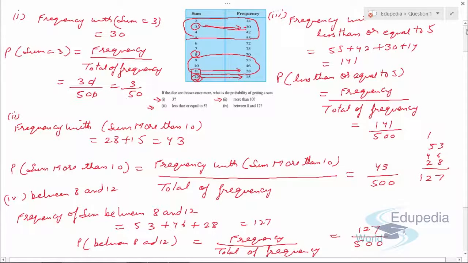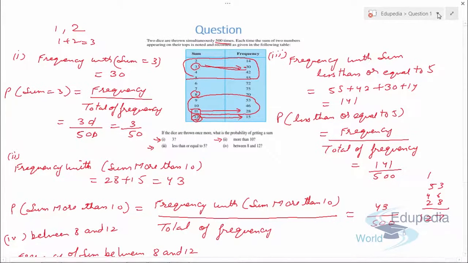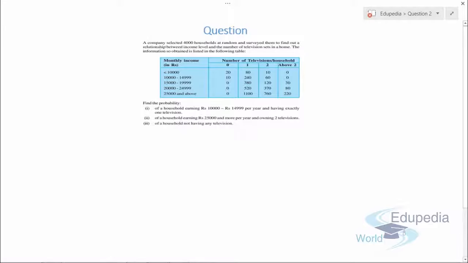So let's move on to the next question, which is question number 2. Now the question says that a company selected 4,000 households at random and surveyed them to find out a relationship between income level and the number of television sets in a home. The information so obtained is listed in the following table. So this is the table in which monthly income and number of televisions in the households are correlated, right? So we need to find the probability of a household earning 10,000 to 14,999 per year and having exactly one television.